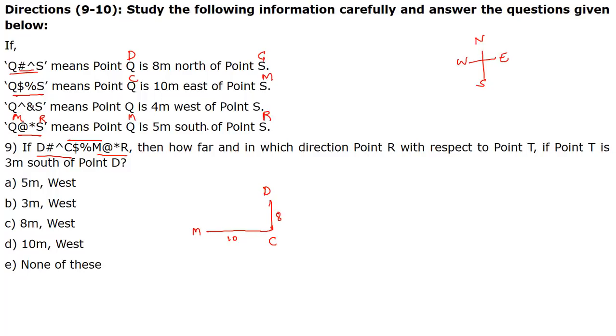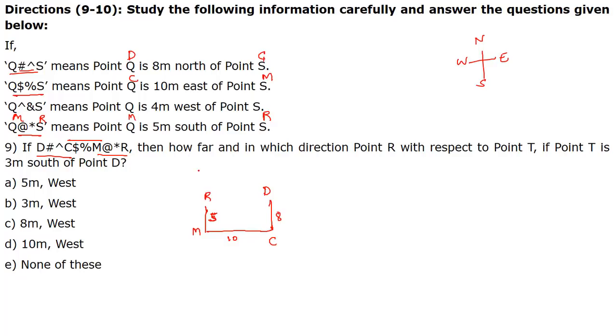So M is 5 meters south of point R. M would be 5 meters south of point R. R's 5 meters south would be M. I repeat, M is 5 meters to the south of point R. Point R's south would be M, 5 meters here. I hope you got it.